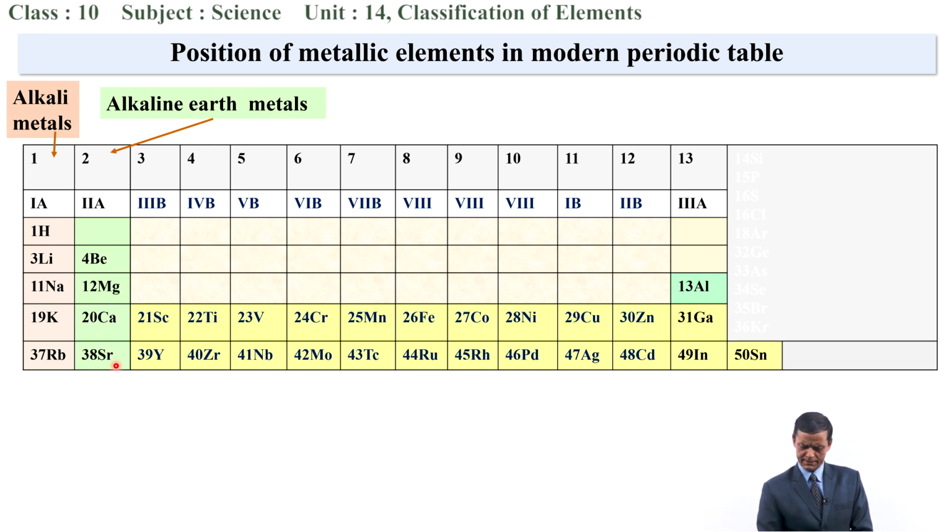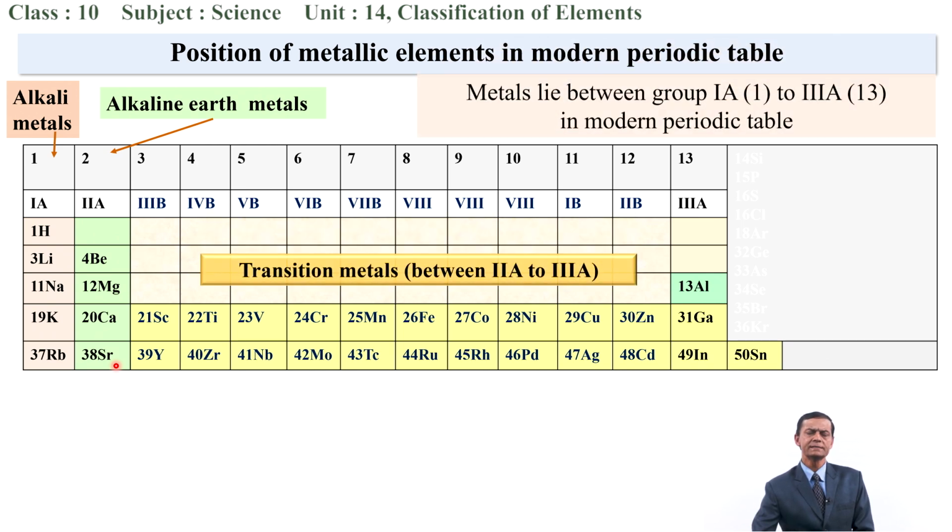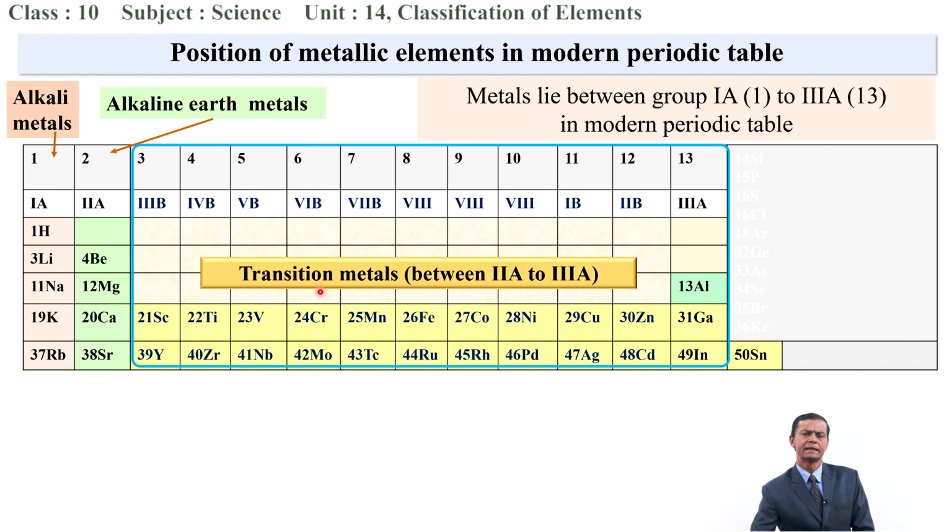Similarly, look at here, another group is, what is this? Transition metals. Transition metals are located between group IIA and group IIIA or group 2A and 3A, isn't it? This is group 3A or group 13. This is group 2A or group 2. Between group 2 and group 13, remember, there are transition metals which are represented by this yellow color.